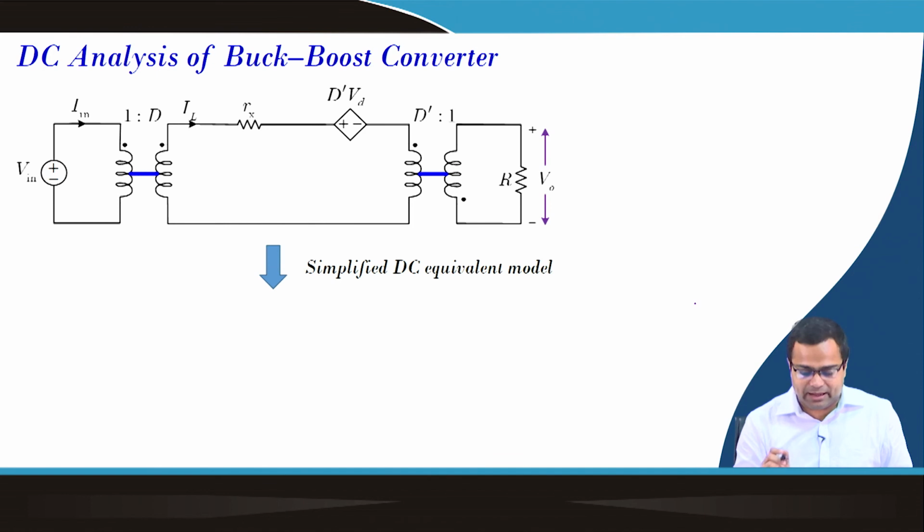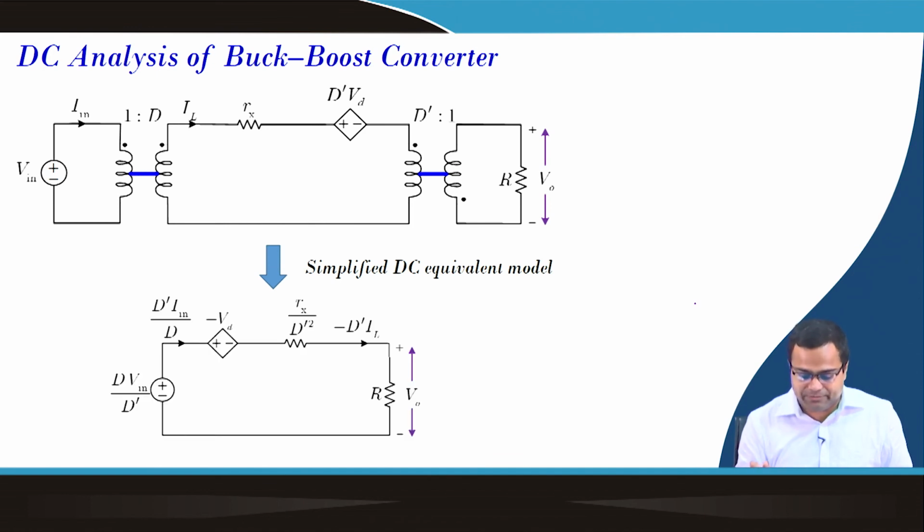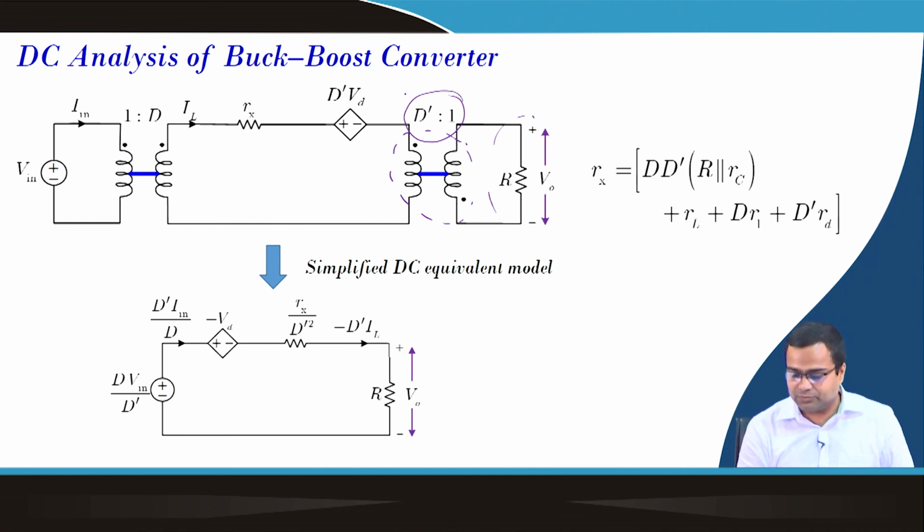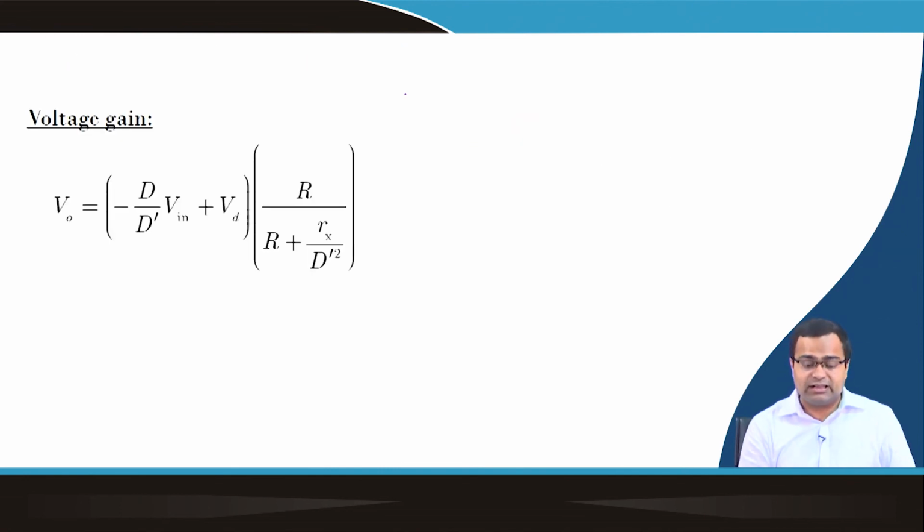So, if we try to find the simplified circuit, you can map back all these stages to this side, and you see there is a reverse dot convention which takes into account the polarity. That means, if you go from right to left, the polarity has to be reversed along with the step down ratio. Okay. So, if we write down all this DC equivalent circuit, then we can find out the voltage gain.